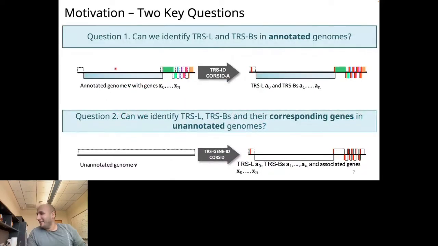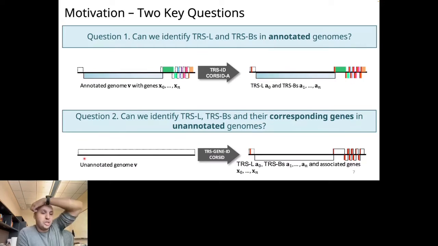So this led to two questions that I'm going to talk about in today's talk. Question number one is, if we're given a coronavirus genome and we know the gene locations, can we identify these transcription regulatory sequences? And the second, more interesting question is, what if we're given an unannotated genome? We're just given a genome sequence. We don't know what the genes are. Can we simultaneously identify genes and transcription regulatory sequences? So these are the two questions that we're going to be focusing on today.